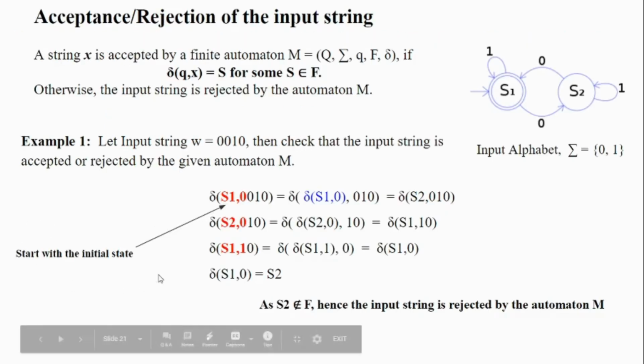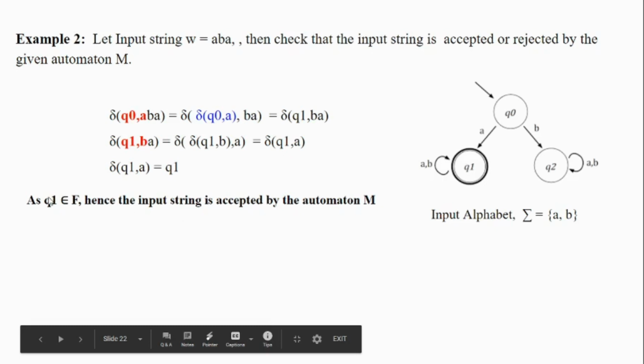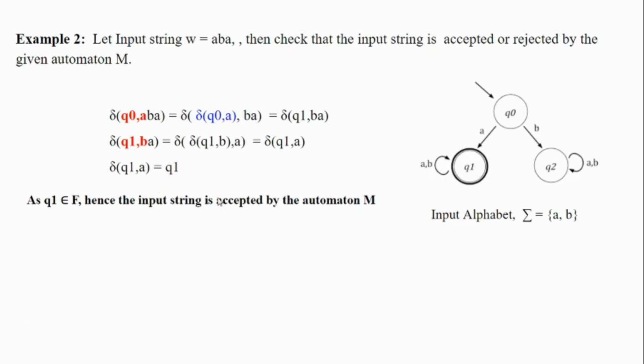In the previous example, the state which you got as a result does not belong to F. It implies that this is not a final state, that's why it was rejected. In this case, because Q1 is a final state, it is accepted by the automaton. So what is the conclusion? The conclusion is that the given string will be accepted by the automaton only when, after processing the input string, the state in which the automaton ends is a final state, otherwise it is rejected.